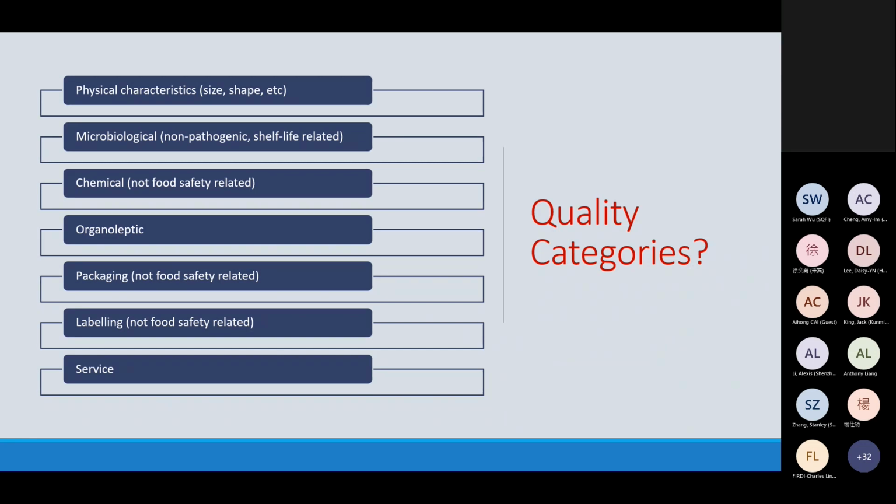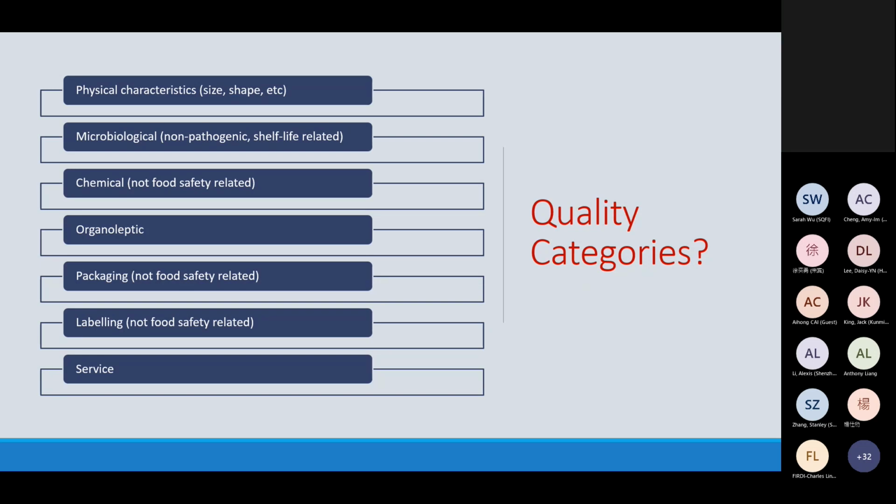etc., all those aspects. It could be non-pathogenic microbiological criteria. It could be non-food safety related chemical criteria, organoleptic, flavor, taste, odor, will generally be a key part of quality categories. Packaging that's not food safety related may also be one of the categories. Labeling that is not food safety related, very often it is.